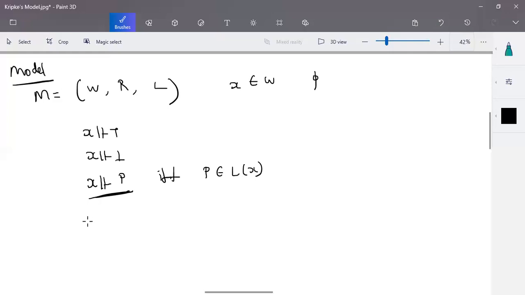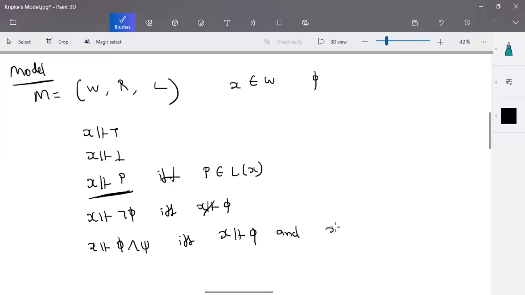Similarly, we can write the statement for all your rules. When I write the semantic entailment for negation phi, if X is not in this phi, then we can say negation phi is valid. Similarly, when I write the statement phi and psi, this is possible only if X semantically entails phi and X semantically entails psi. If both are satisfied, we can write this as the formula.